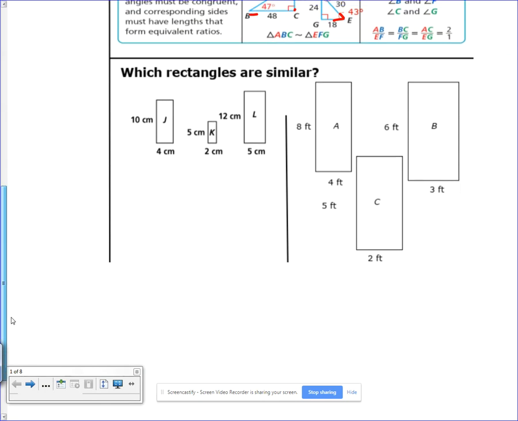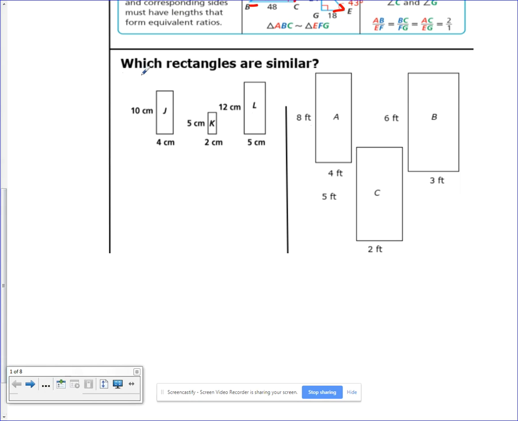So the first thing I'm going to ask you is, all right, take a look. Here's 3 rectangles. Which 2 are similar? J, K, or L? So I'm asking you, is rectangle J similar to rectangle K? I don't know. Check the math.